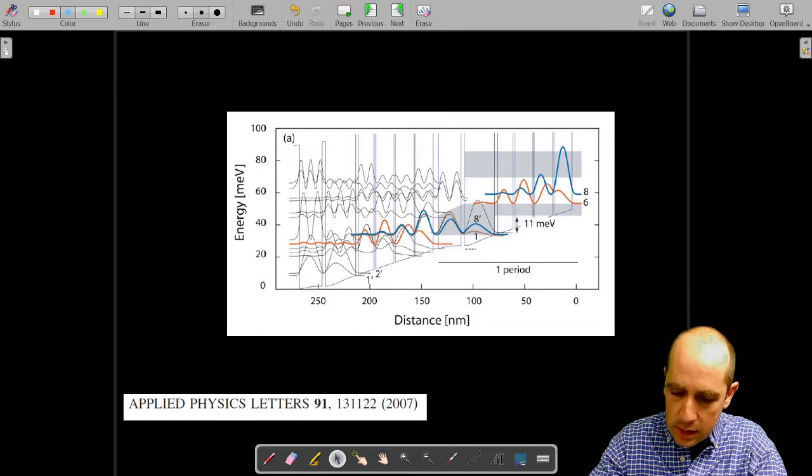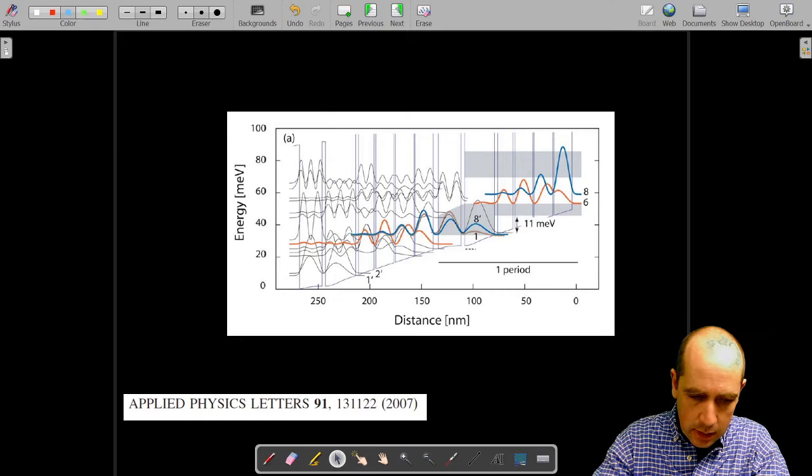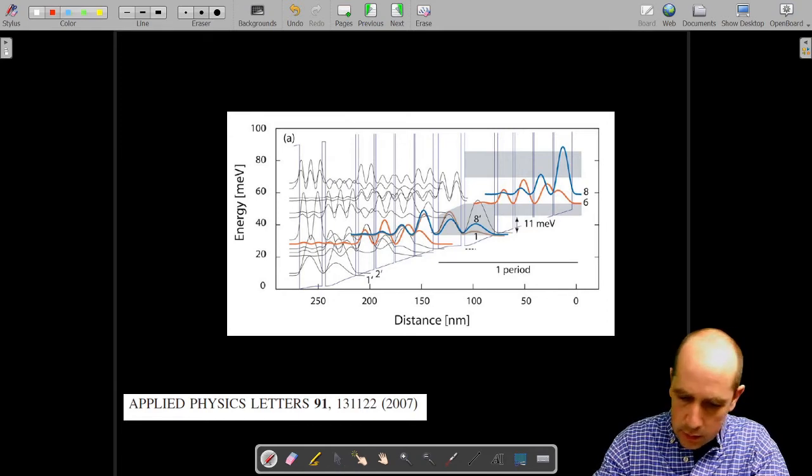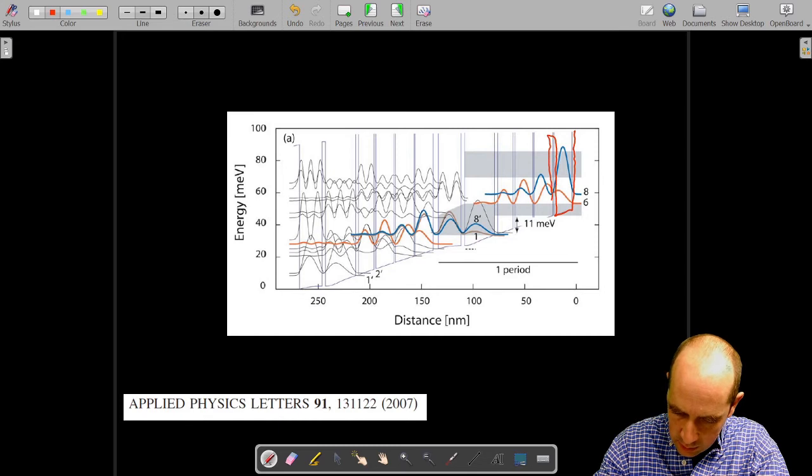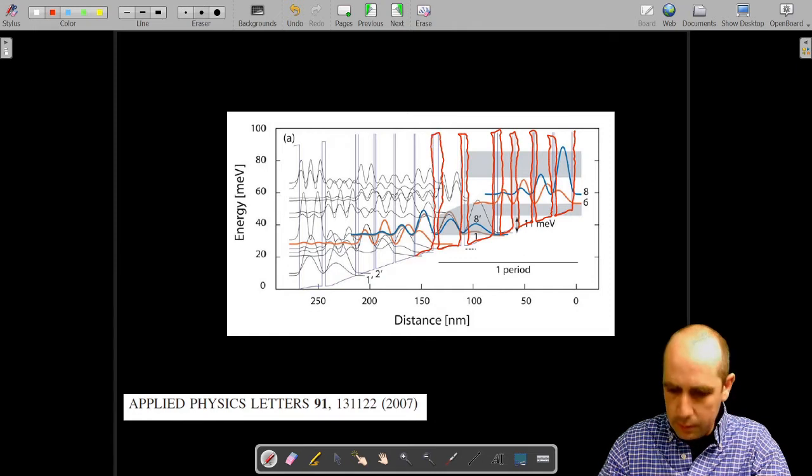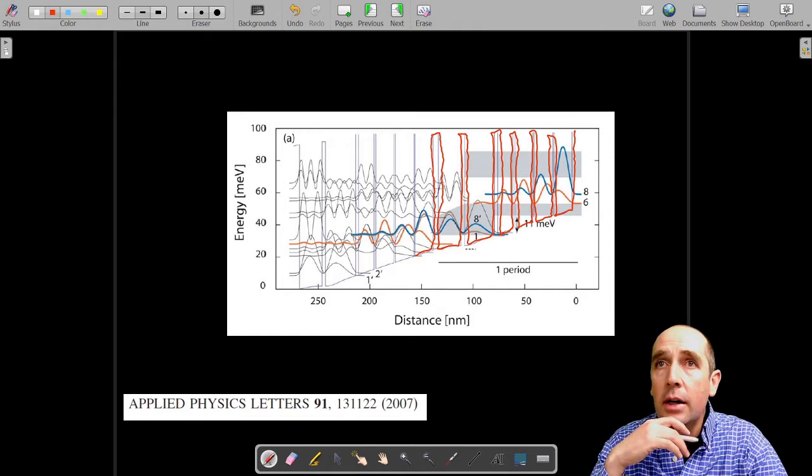So here you can see how the barriers are. I'll just try to draw them a little bit more. So you see there is a well here and another well, and the barriers in between, and so on. This was a structure that was fabricated with aluminum gallium arsenide, which is a ternary semiconductor, and so on. So I'll just leave it there.